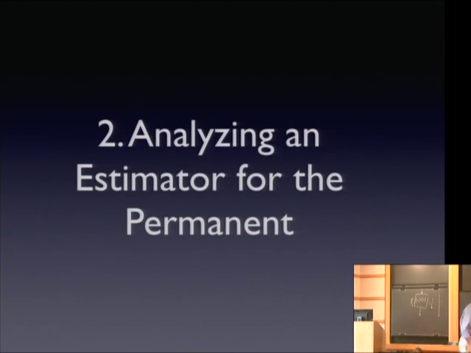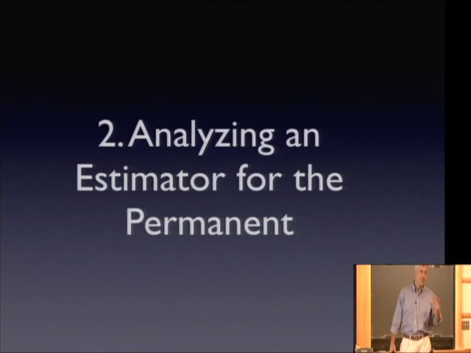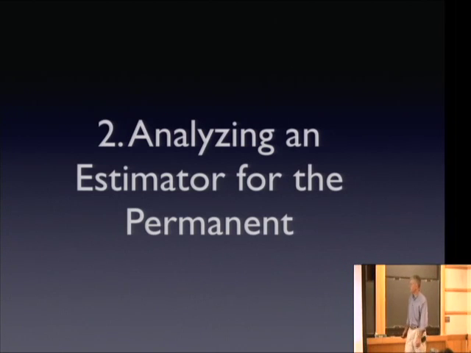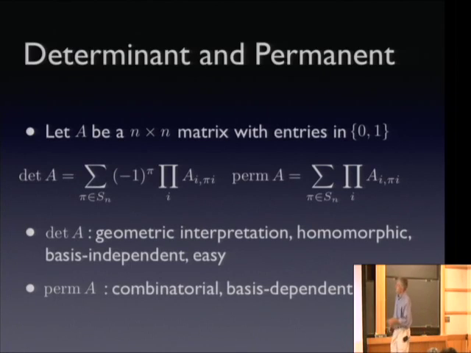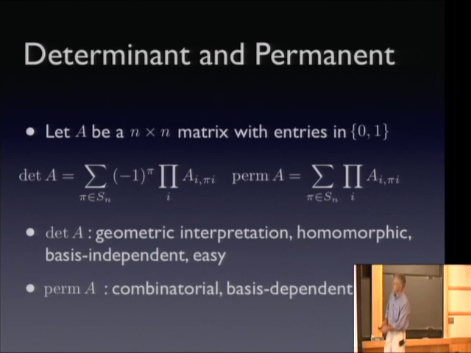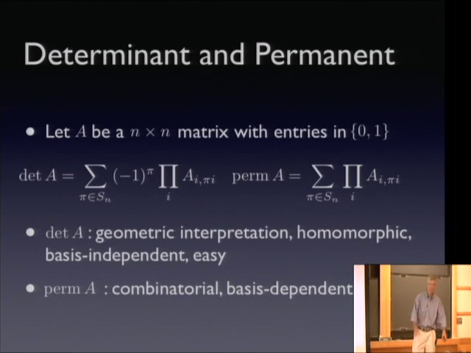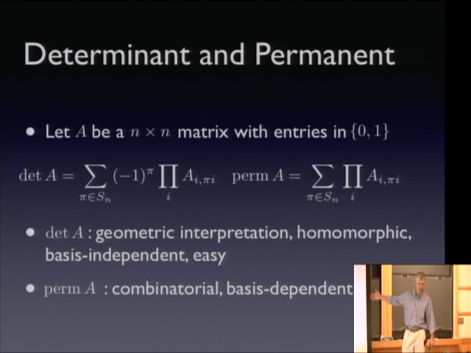Okay, great. So I'm going to try to stick with the same diagrammatic framework, but talk about a completely different problem. It's the problem of analyzing a really beautiful family of estimators for the permanent. So mostly to set notation, let me remind you what the determinant and permanent of a matrix are.